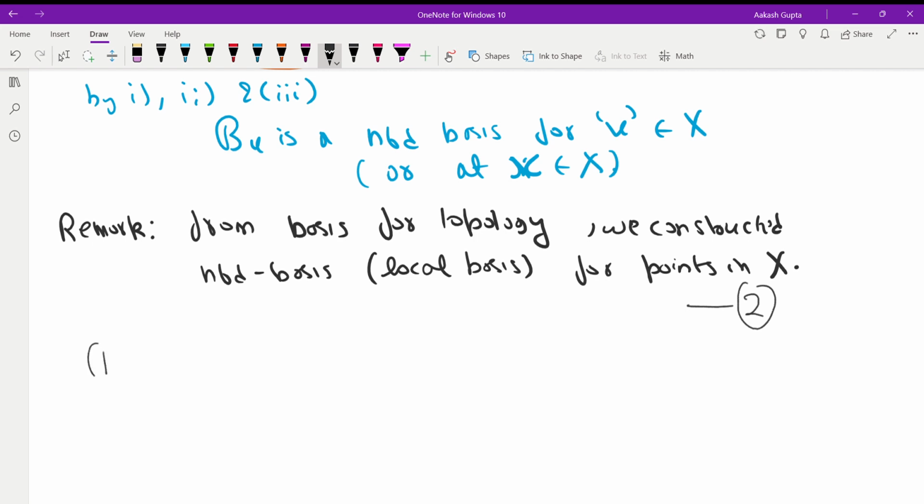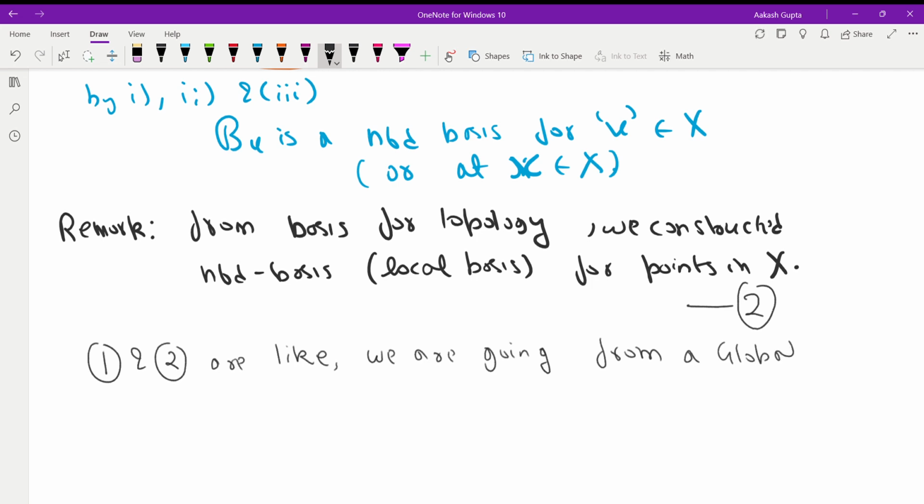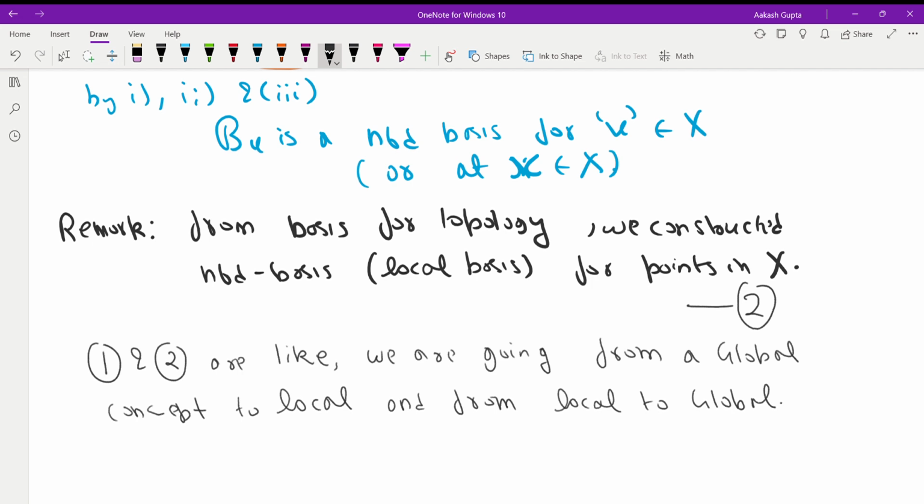So you see, 1 and 2 are like we are going from a global concept, which was basis for topology, to local, and from local to global. So you see why we are calling it neighborhood basis, because those neighborhood bases are actually helping me to construct the basis of the space. And why this word local is used here, because from the bases you can get these neighborhood bases.